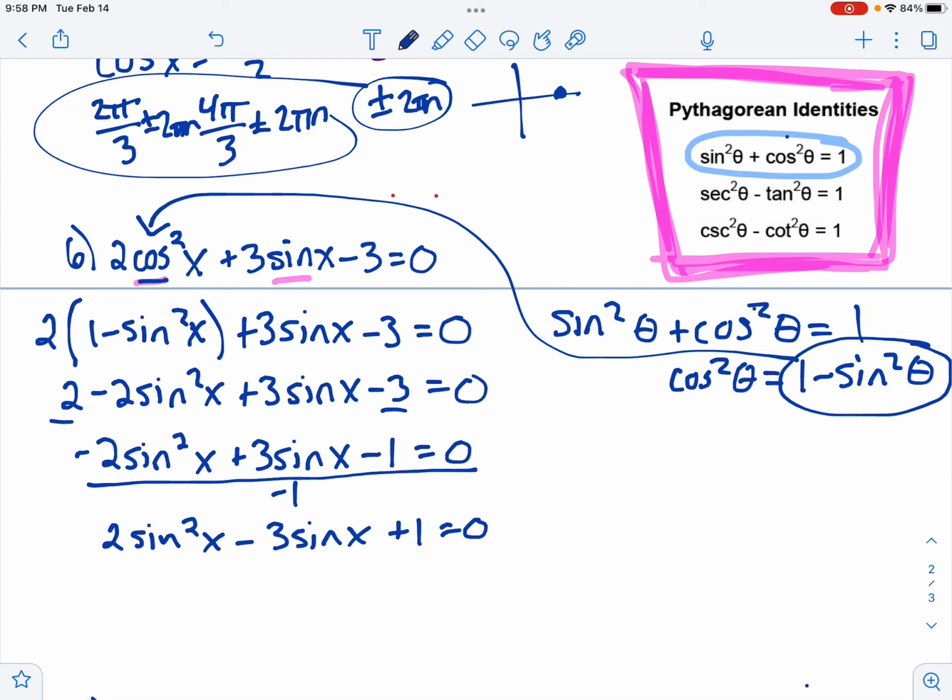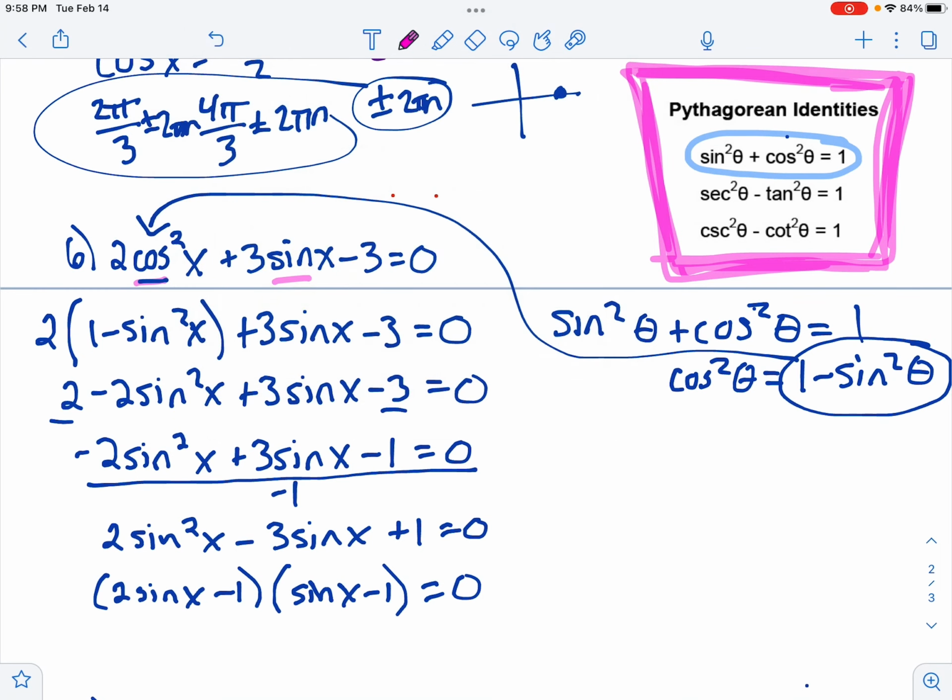Now that we have our quadratic, now we can factor. So I'm going to factor this one, and it actually factors into 2 sine x minus 1 times sine x minus 1. Negative times a negative is a positive. And then you can check your middle term. Negative sine, negative 2 sine gives us that negative 3 sine in the middle.